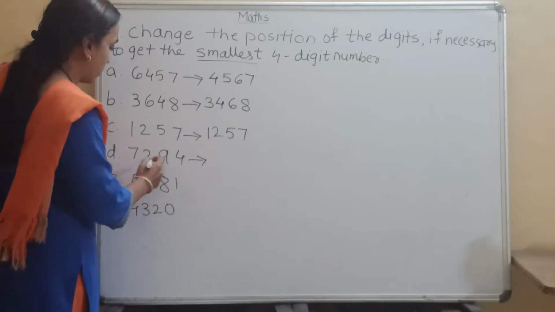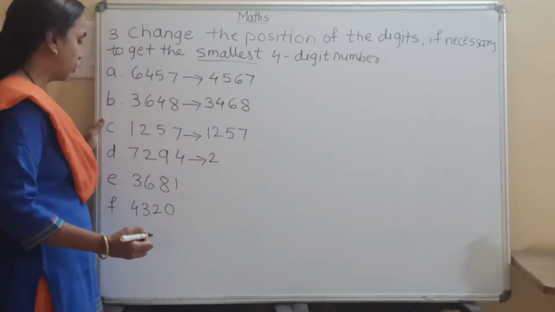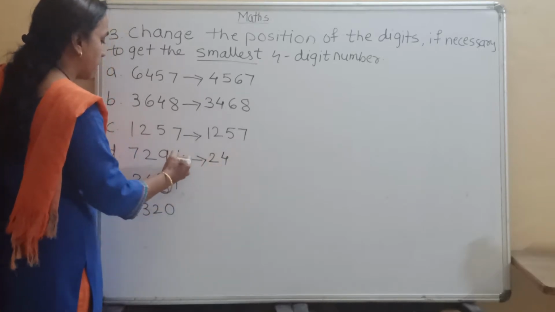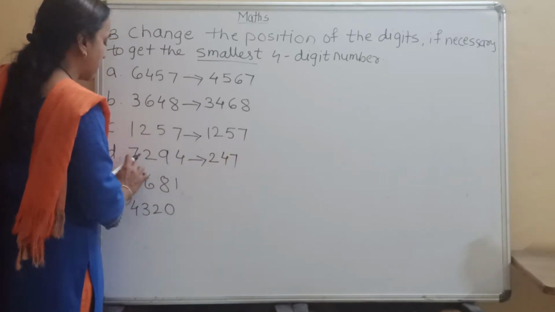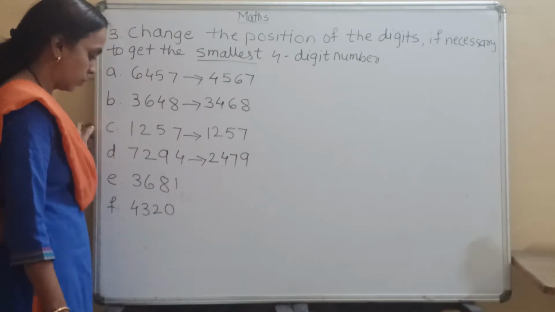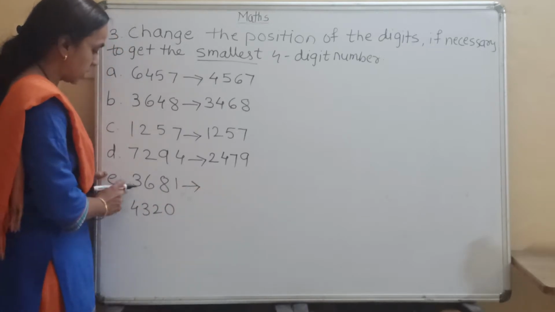Now see D question. 7294. So here we can change their position. Write down the smaller number 2. Then write down the bigger number than 2, which is 4. Bigger than 4 is 7. Bigger than 7 is 9. So what is our answer? 2479.